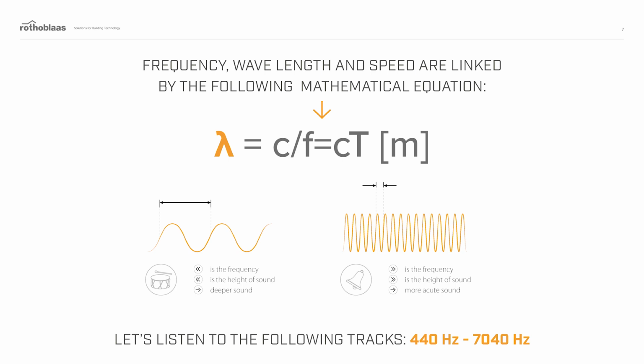You will now listen to 2 different audio tracks of a few seconds long. The first one represents a sound of 440 Hz, and the second one is a higher sound of 7040 Hz.